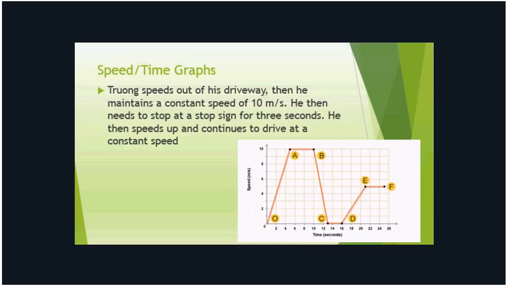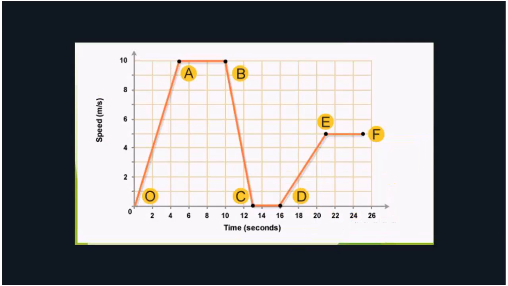So we're going to do a couple examples, like things you might see on the test. It says Trung speeds out of his driveway. Then he maintains a constant speed of 10 meters per second. He then needs to stop at a stop sign for 3 seconds. He then speeds up and continues to drive at a constant speed. So here's the graph, just a closer view.